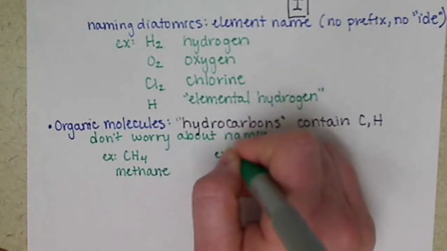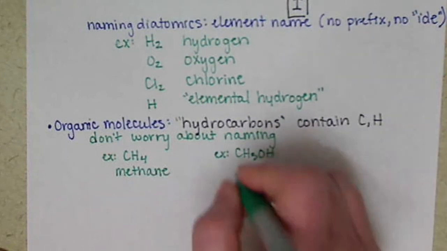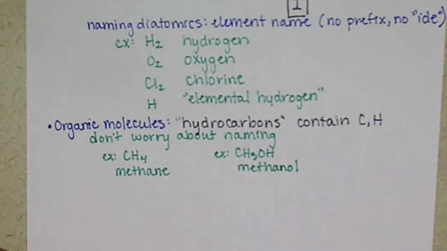Another example is CH3OH, and this is called methanol. Those are just a couple different examples that we can look at. We'll see a couple more throughout the quarter, and again, don't worry about the naming. I don't expect you to know the name of them, but you may see these pop up every now and then.